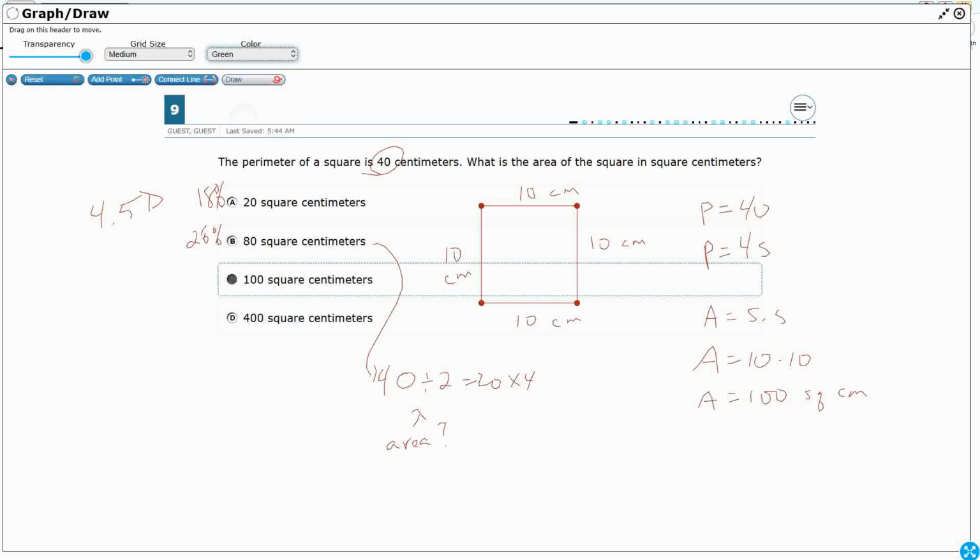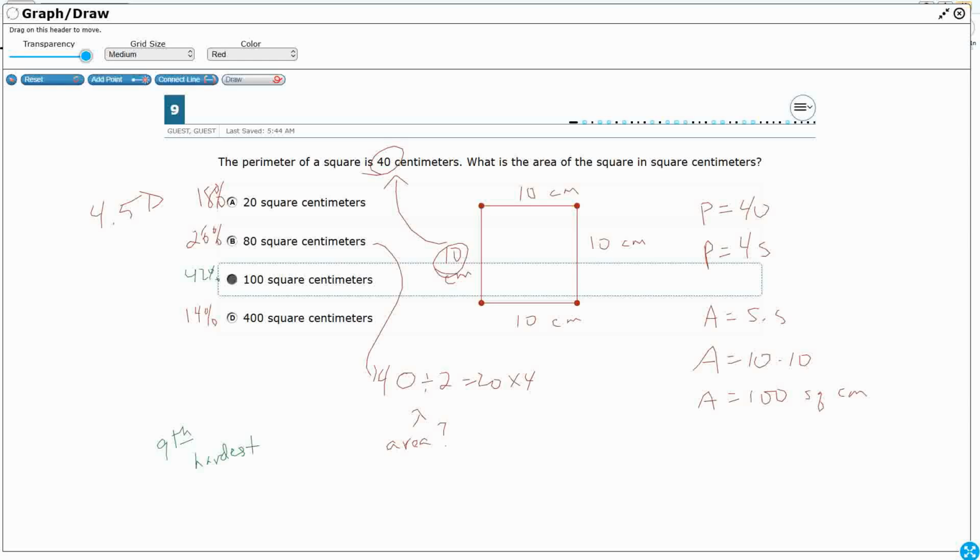Our correct answer here is C. Only 42% of our students got this correct. So that's going to be the ninth hardest on the assessment. And then D is 14%. So 14% of our students got this 400. We found the side length of 10, but then we multiplied this side length by the perimeter for some strange reason.